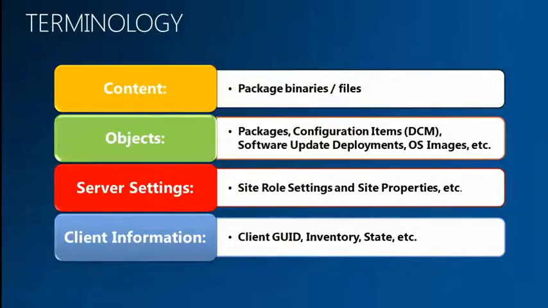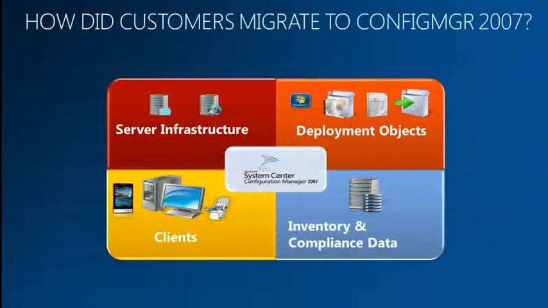Let's get some terminology out of the way. I'll be talking about content and objects primarily. When I talk about content, that's primarily the packages, the binaries, the files, the EXEs and those other things. When I talk about objects, those are config items, software update deployments, and OS images, a lot in terms of the metadata items. Then server settings are pretty simple: site server roles and site properties. Client information is the GUID. The majority of what I'll be saying is content and objects, so it helps to understand what that terminology means.